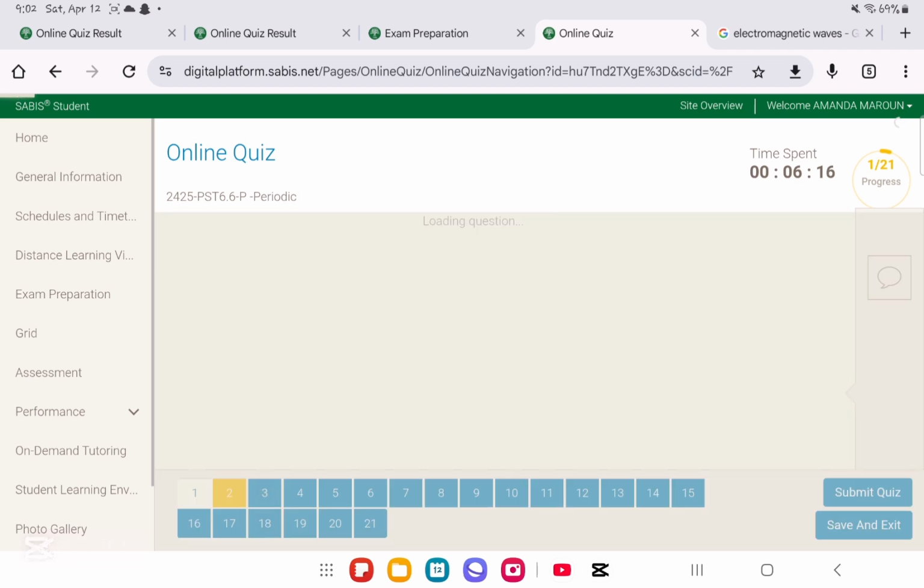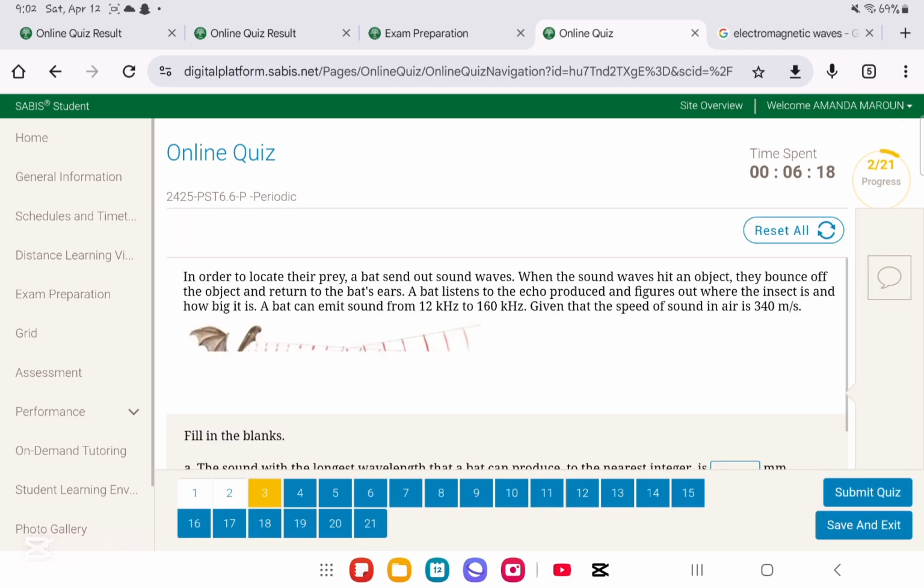Okay, let's move on to question number 3. In question number 3, they said in order to locate their prey, a bat sends out sound waves. When the sound waves hit an object, they bounce off the object and return to the bat's ears. A bat listens to the echo produced and figures out where the insect is and how big it is.